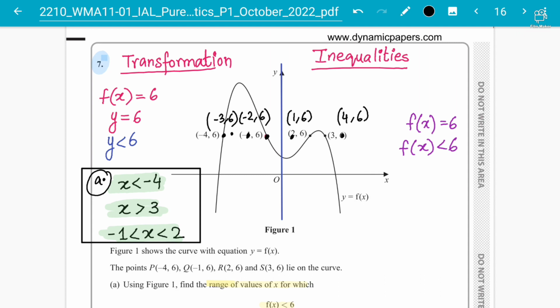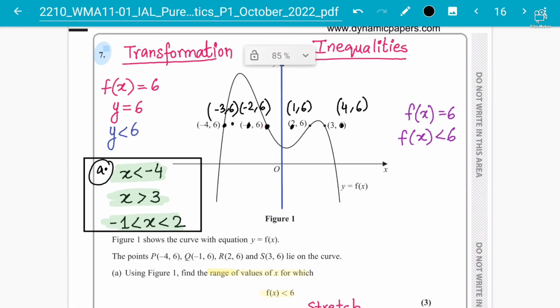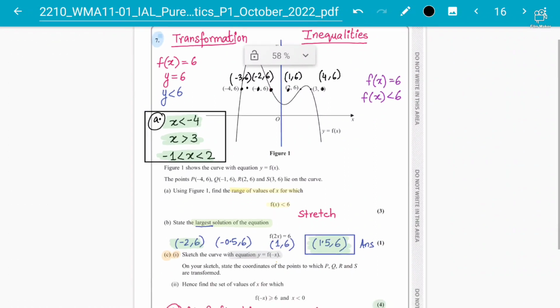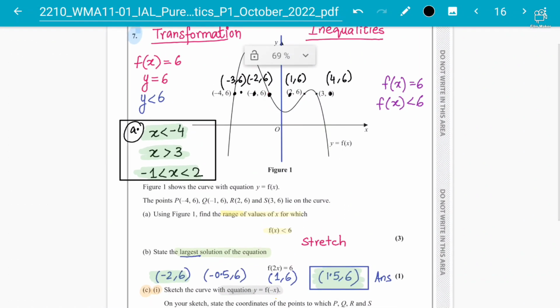So the y value remains the same in the reflection. In the reflection in the y-axis, the y value will remain the same. It's just that the x values will change their signs. If it's the plus sign, it will become minus sign. If it's the minus sign, it will become the plus sign. So let's just draw them.